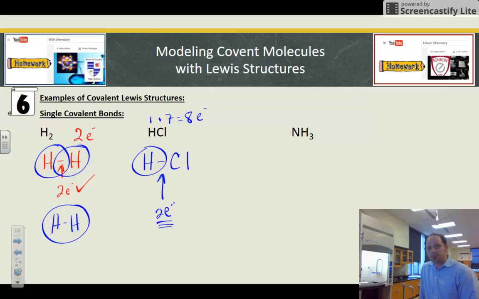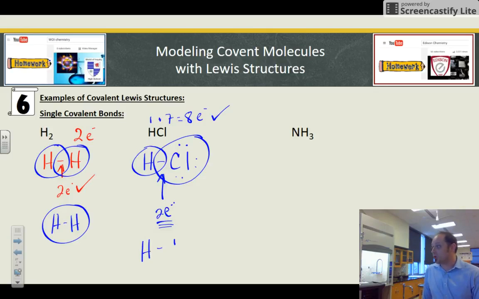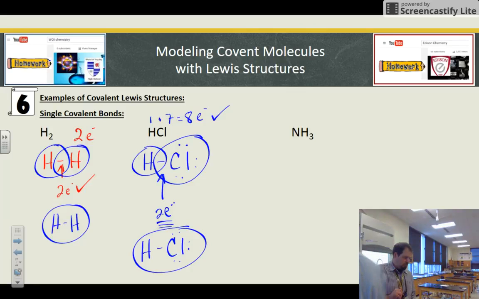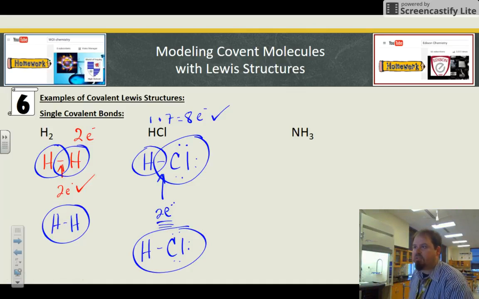As I count, I'm going to start with the 2 electrons that I drew from my dash, and 3, 4, 5, 6, 7, 8. I'm done. I got my 8. And chlorine now has 8 total electrons. So he has to redraw it nice and neat, and he's got his final answer there. The next one, I'm going to start switching to a more visual representation of how to do this.